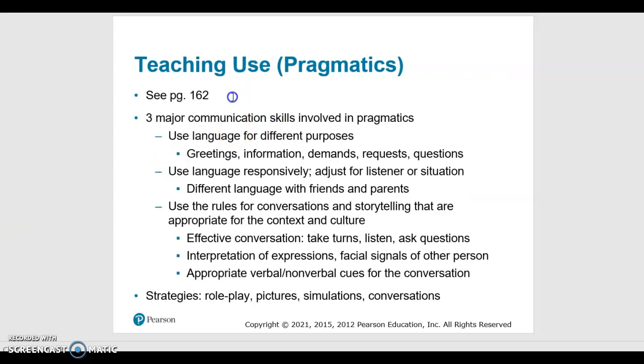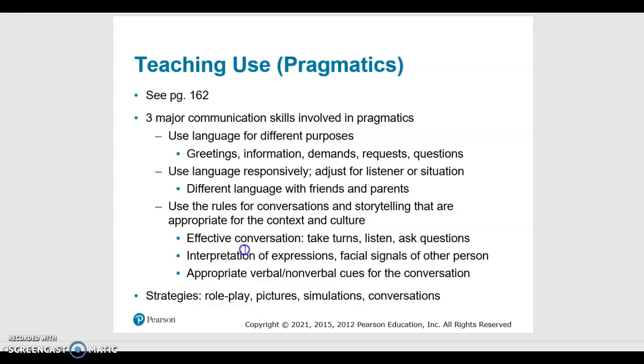3 major communication skills involved in pragmatics. Again, using language for different purposes. Use language responsively. How are you going to adjust to the situation where you find yourself? Okay. And then use the rules for conversations and storytelling that are appropriate for that context and culture, the context of whatever's going on, right?